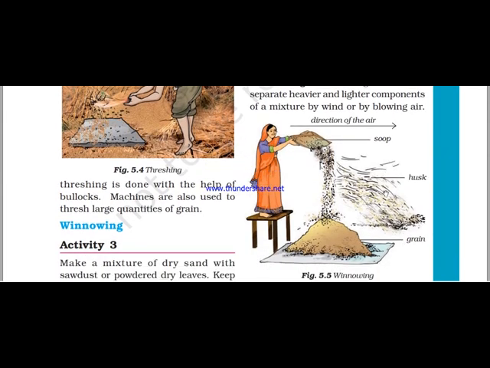And the husk that we have got here, which has collected separately here, this husk is used as fodder. Fodder means chara, okay? And who eats fodder? Cattle eat it, such as cow, buffalo, goat. Okay, so this husk can be used for the cattle as fodder, right? Fodder means chara. So these were the different methods of separation.